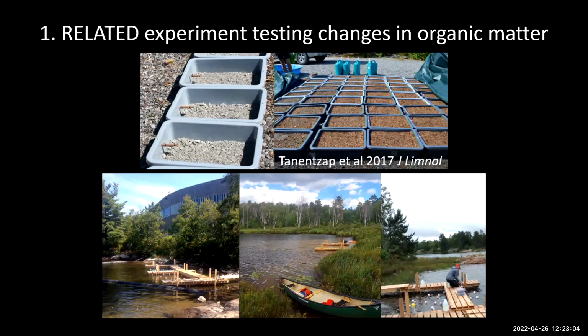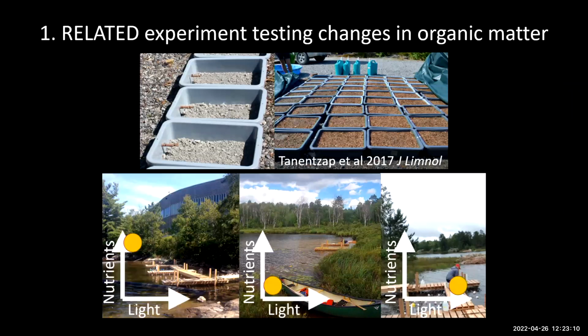And then we replicated this experiment in 3 lakes in central Ontario with different overlying water qualities. So the differences in the lakes tried to capture 2 additional drivers of global change, namely nutrients and light.